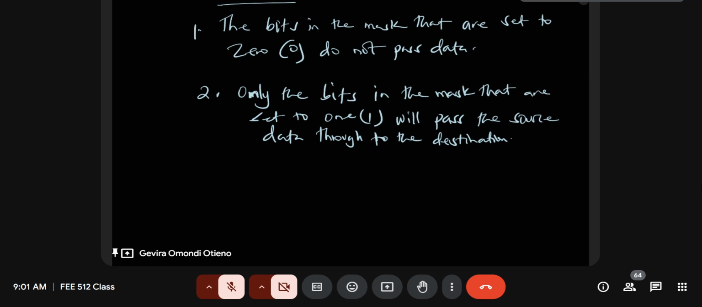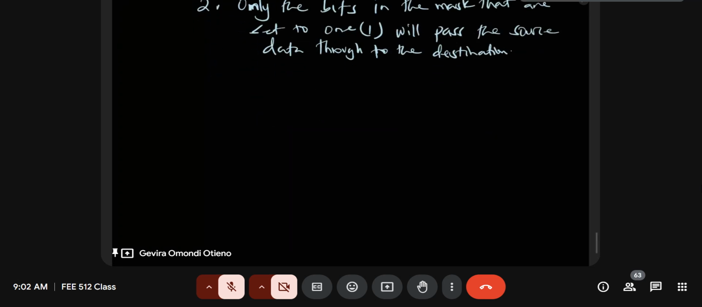I am going to illustrate that in a little while. So basically what we are saying here is that those bits that are already in the destination are not affected if the corresponding bit in the mask is 0. In fact, the best way to illustrate this is to draw, let me just show you again.